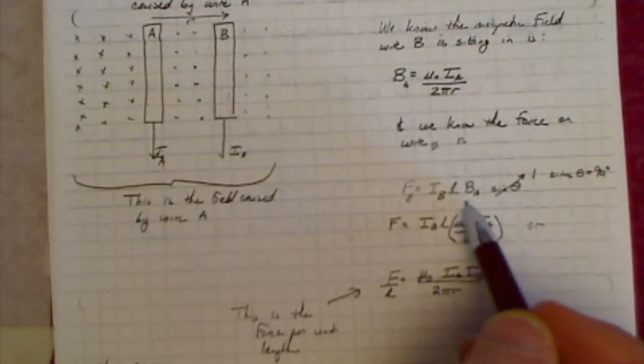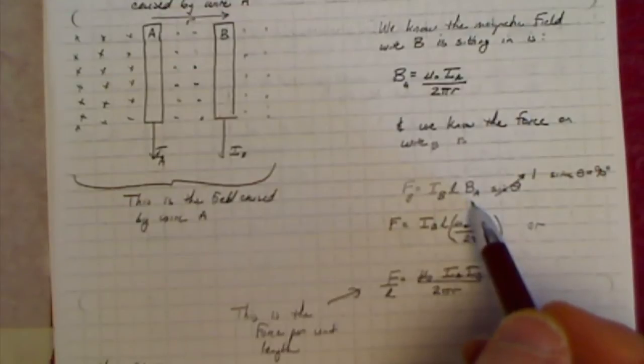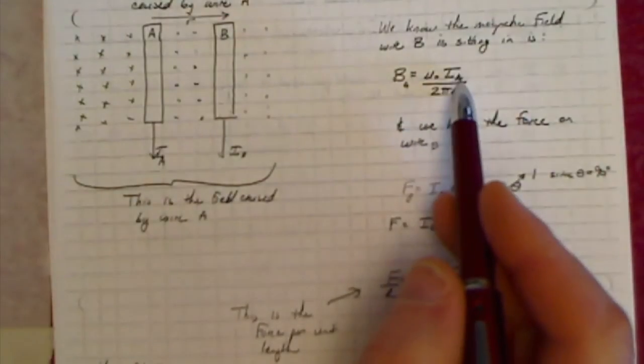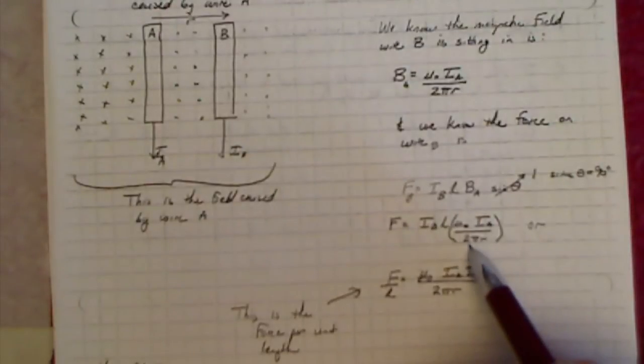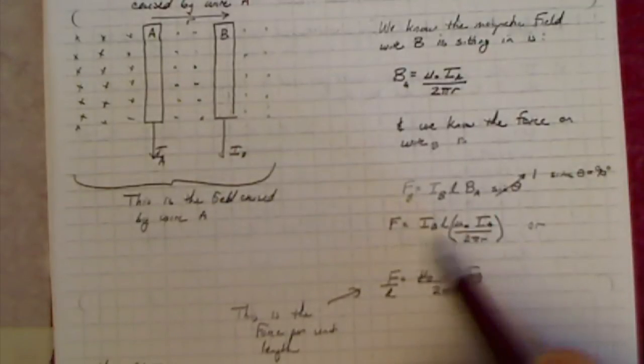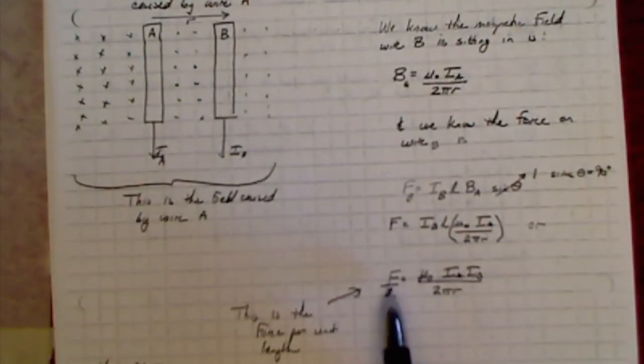Now, we know that the field being generated by wire A is mu0 IA over 2 pi r. So I'm going to put that right in there, mu0 IA over 2 pi r. And then we're just going to rearrange this a little bit. We're going to put the L on the other side. So we're going to get the force per unit length on either one of these wires. That's how many newtons per meter.